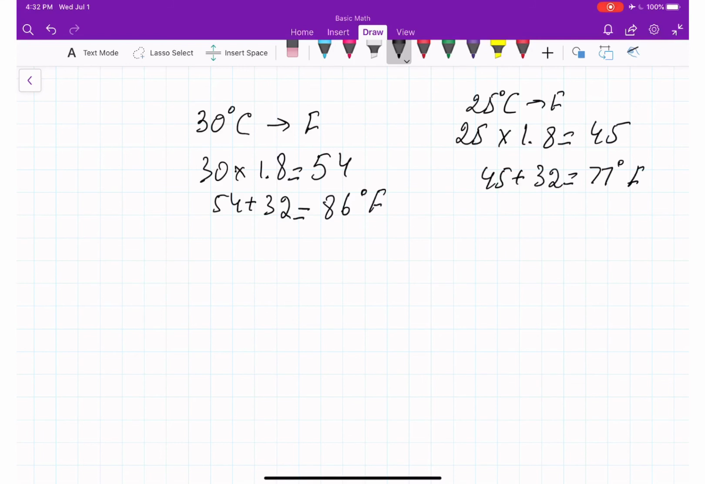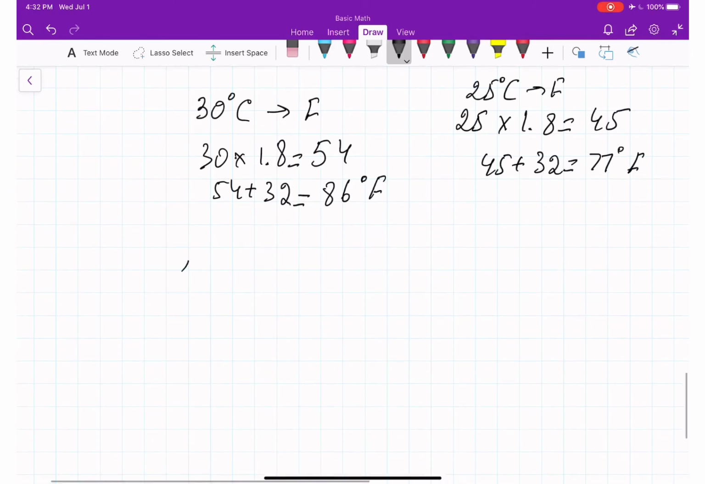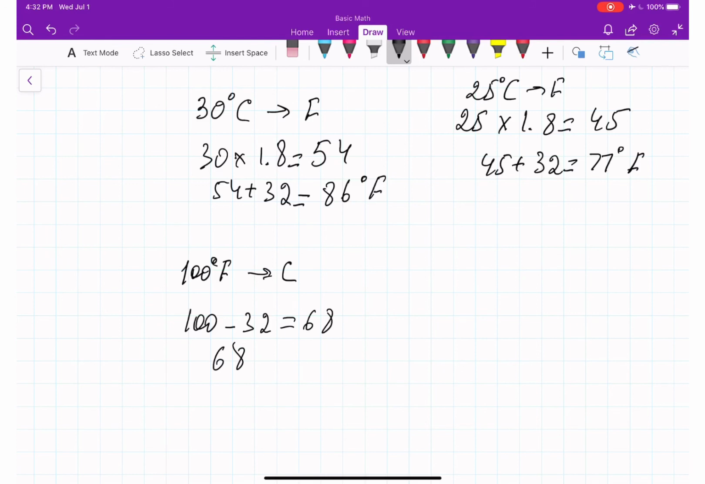For example, let's take 100 degrees Fahrenheit. Convert to Celsius. So in this case, we are going backwards. 100 minus 32 will be equal 68. And 68 we divide by 1.8. And we get approximately 37.8 degrees Celsius.